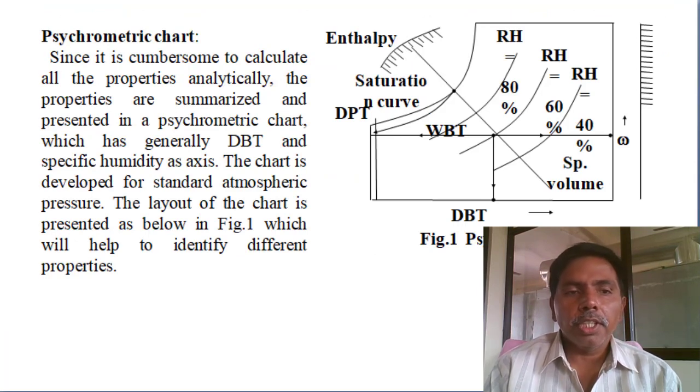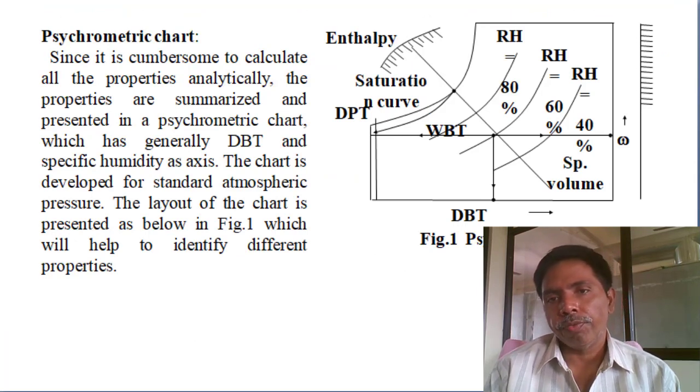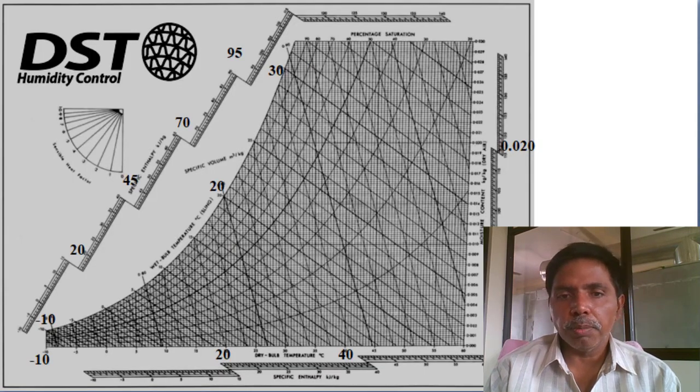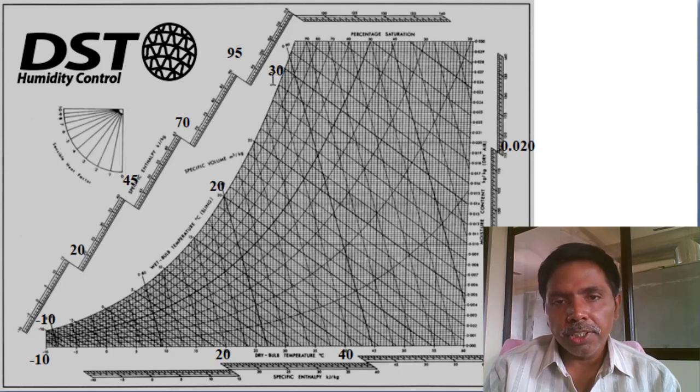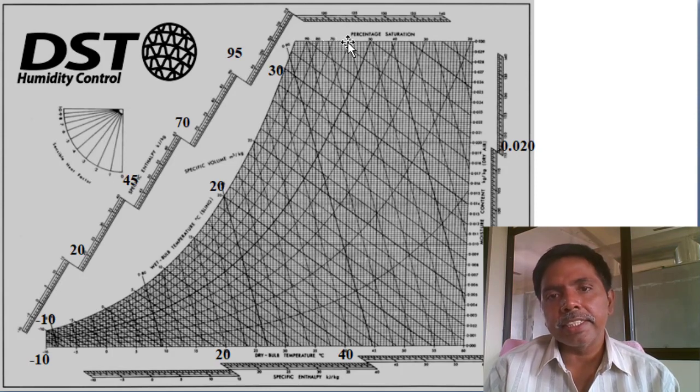Now the representation of the psychrometric chart. You see, we can open the direct chart. This curve is called the 100% saturation line, which means relative humidity is 100. Next, relative humidity 90, relative humidity 80, 70, 60, 50, 40, 30, 20, 10. These are the relative humidity lines.